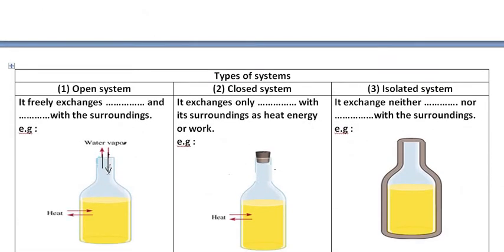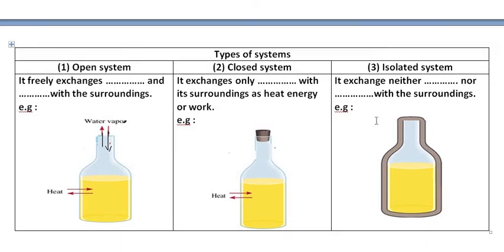Here are three types of systems: open system, closed system, and isolated system. This is an example of an open system. For example, a bottle without a cover, and here is a substance inside this bottle. All this is called an open system because this system can exchange matter with the surrounding. This is the surrounding of the system. For example, water vapor can get out or enter, and heat can be exchanged in or out of the system. So this is called an open system. Matter exchange and energy or heat exchange.